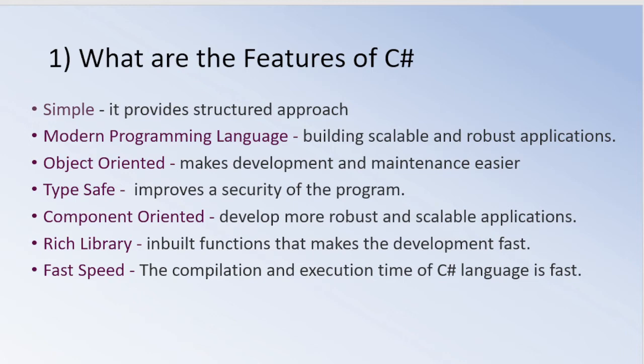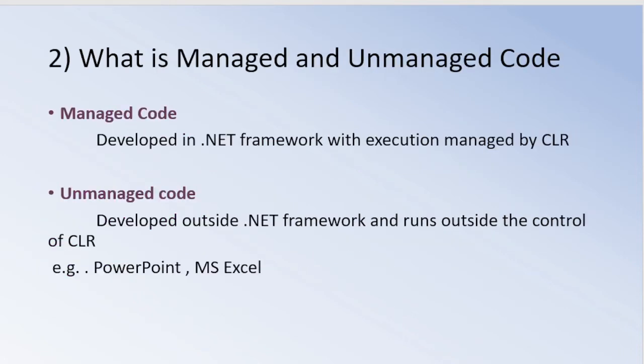Moving to our next question, number 2. What is managed and unmanaged code? Firstly, talking about managed code, a code which is developed in the .NET framework and whose execution is managed by the Common Language Runtime, that is CLR, is known as managed code. And CLR is responsible to compile managed code into machine code and then execute it.